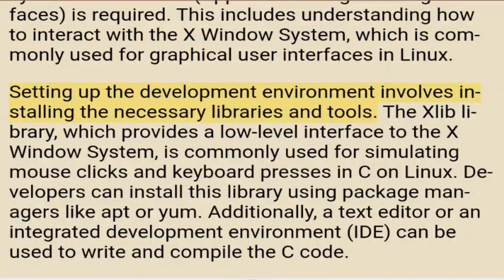Setting up the development environment involves installing the necessary libraries and tools. The Xlib library, which provides a low-level interface to the X window system, is commonly used for simulating mouse clicks and keyboard presses in C on Linux. Developers can install this library using package managers like apt or yum. Additionally, a text editor or an integrated development environment (IDE) can be used to write and compile the C code.